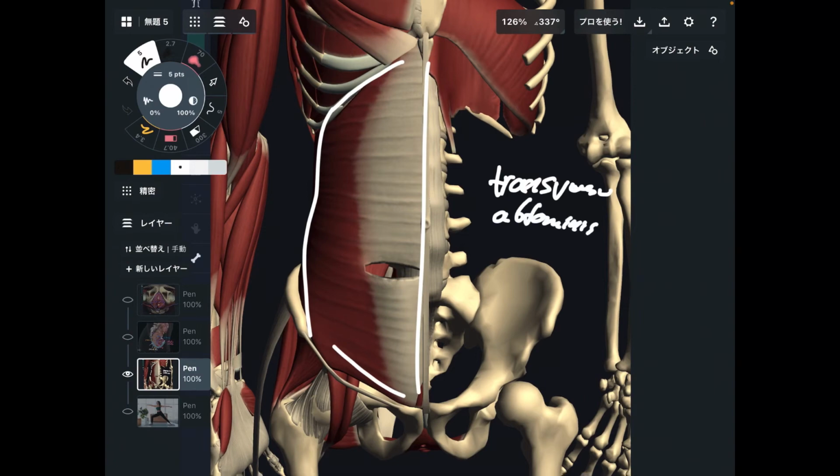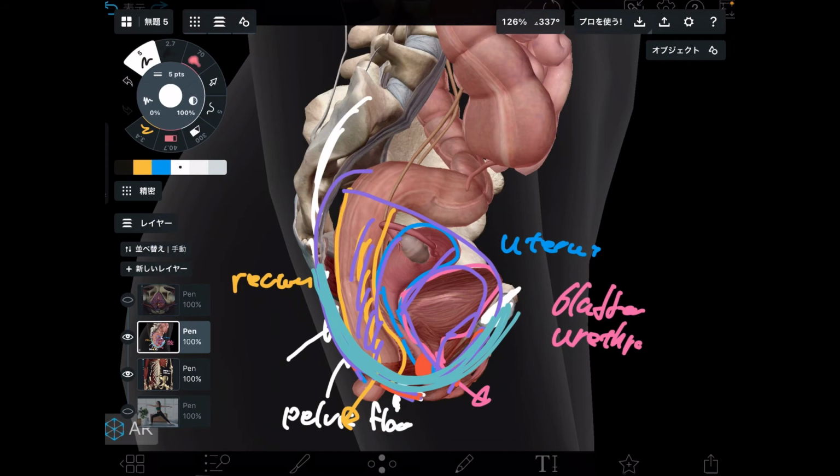Transverse abdominis. This is the deepest layer among the abdominal muscles. Okay, this is the deepest layer. If you follow the myofascial connection from the transverse abdominis, you can go to the pelvic floor. Imagine, the transverse abdominis runs like this. This is the deepest layer. See? Then, there's a myofascial connection between the transverse abdominis and the pelvic floor.